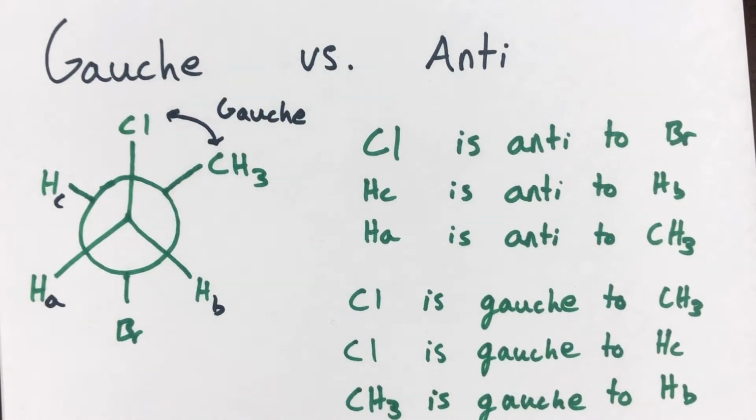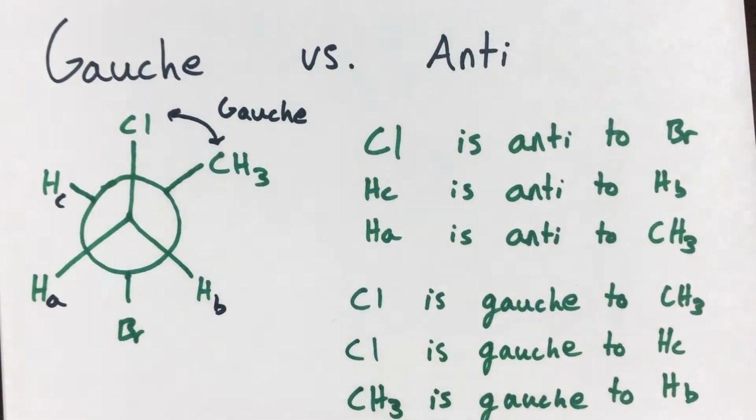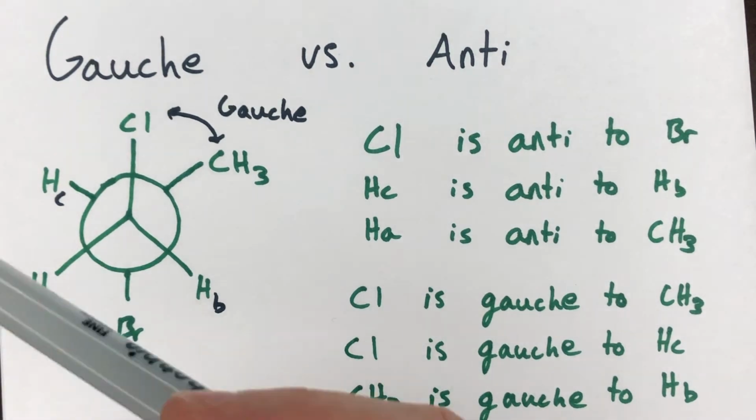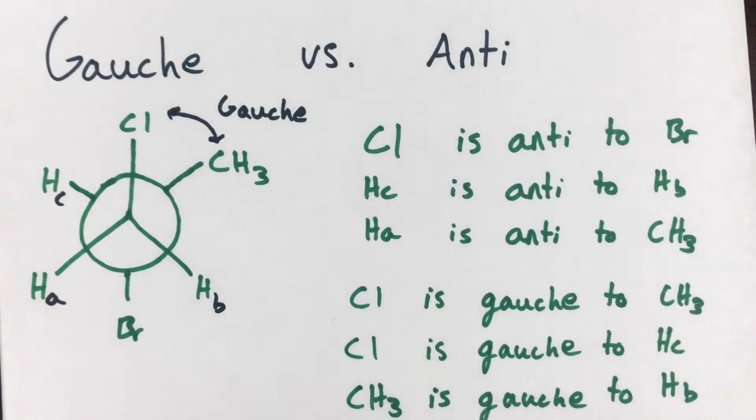So for instance, the chlorine is gauche to the methyl group, this HB is gauche to the methyl group, this bromine is gauche to HB, HA is gauche to the bromine, and so on. Those are all the potential gauche situations. I've listed several of them here just to give you a feel for it.